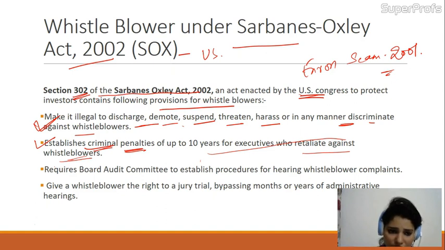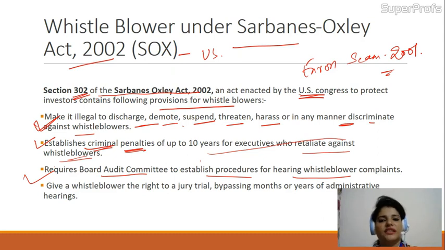Again, it requires the board audit committee to establish a procedure for hearing whistleblower complaints. Now, the audit committee, we all know, is basically responsible for all the financials, looking after how the financials are being carried out, how the money of the company is being allocated to different sectors, how the money is being managed, how effectively the money is being managed. Basically, that is the role of the audit committee, and they look after the financial affairs of the company.